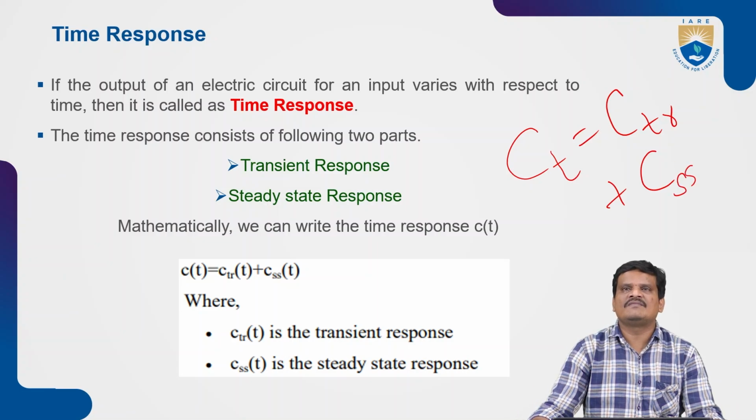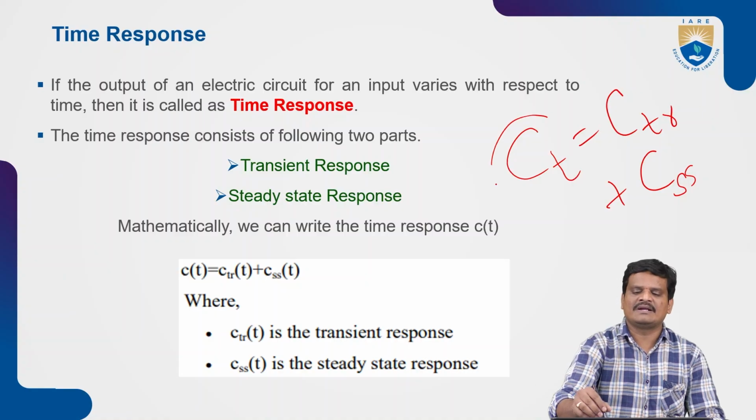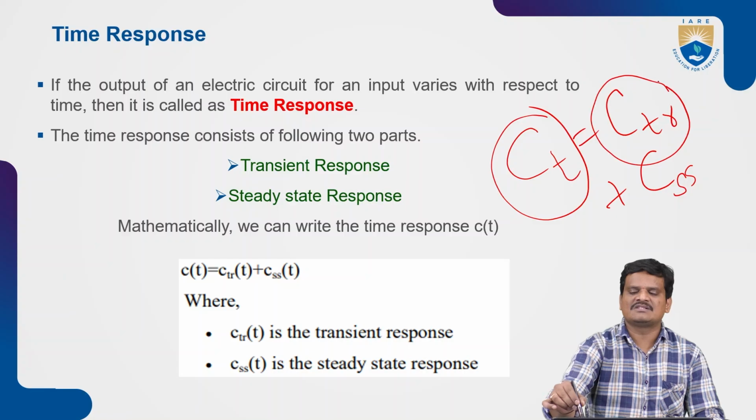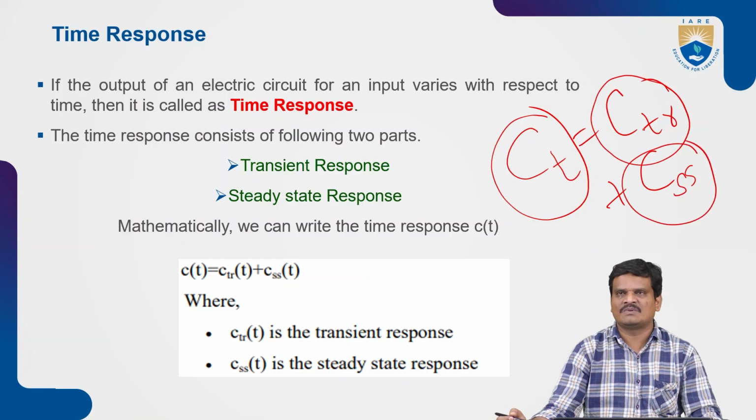By taking the sum of the transient response and the steady state response, we get the total time response of a given circuit. It may be a combinational circuit, it may be an individual circuit, it may be anything, where it is a combination of both active elements and passive elements. In order to get the total time response, you need to calculate the transient response of that particular circuit as well as the steady state response. By taking the sum of those two, you get the time response of the circuit.